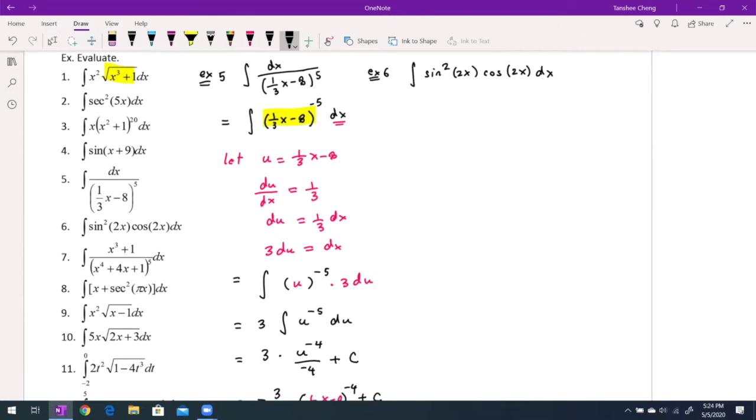Paul, what did you let u be equal to? I'm still stuck on the sine square. Do we need to rewrite that as 1 minus cosine over 2? No, that's not the identity. Sine square is 1 minus cosine square, so sine square 2x is 1 minus cosine square 2x.